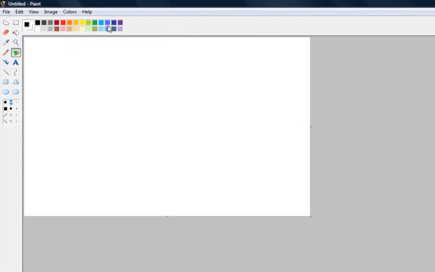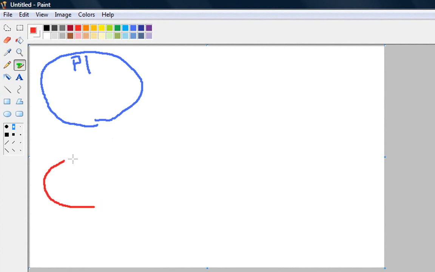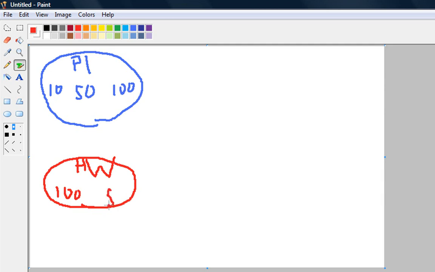So the way I like to think of the categories is as being in different rooms. Let's say this room right here is the Project 1 room, and this room over here is the homework room. And we saw in Project 1 that we had a 10-point grade, we had a 50-point grade, we had a 100-point grade, and down here in homework we had a 100. And then we had a smaller one at 50.